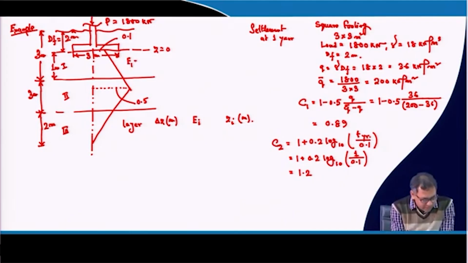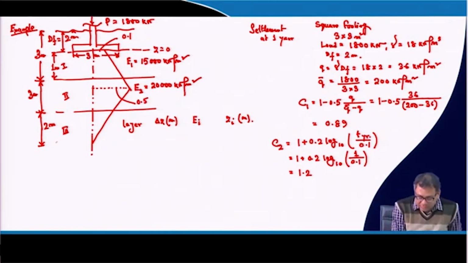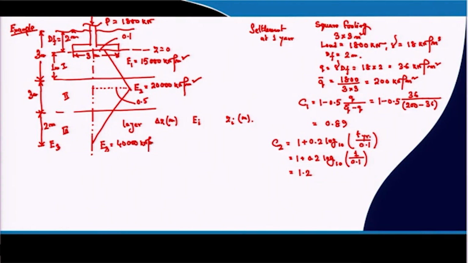So, E1 is 15,000 kilonewton per meter square, and E2 value is given, that is 20,000 kilonewton per meter square, and E3 is given as 40,000 kilonewton per meter square. Okay. So, I am writing E3 on this side. E3 is given as 40,000 kilonewton per meter square.